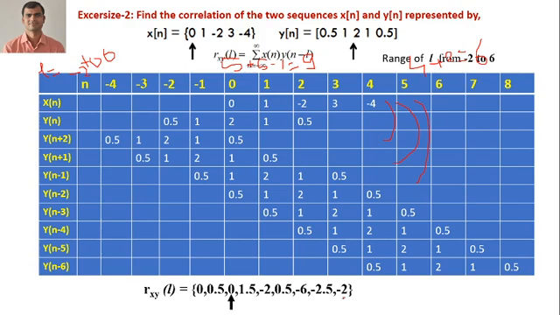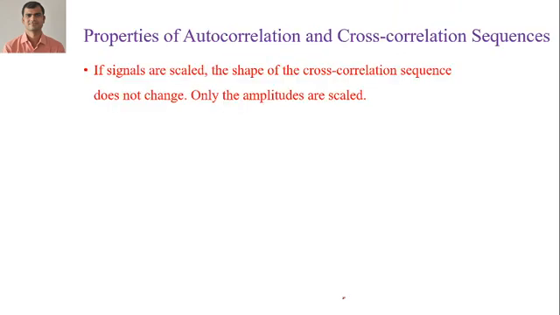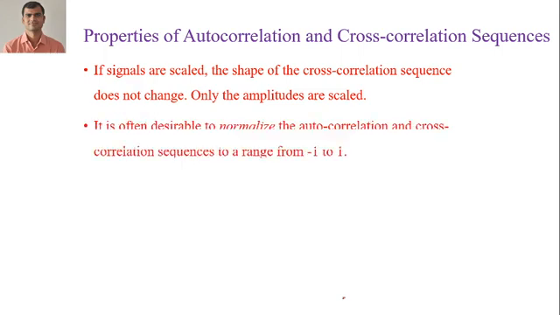autocorrelation and cross correlation. Now some properties we have to see regarding autocorrelation and cross correlation sequences. If the signals are scaled, the shape of the correlation remains the same, it does not change, only the amplitude changes. Now we have to find the normalized autocorrelation and cross correlation of a sequence, and this normalized value ranges from -1 to 1. Normalized means whatever value we have from cross correlation or autocorrelation, divided by its maximum value.